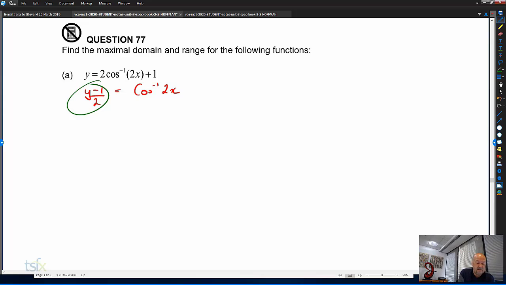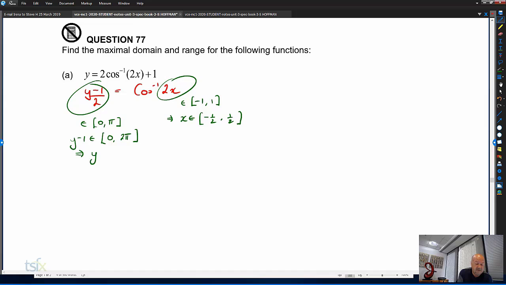And I know that this thing, because it's inverse cos, has to be between 0 and pi, and this thing has to be between -1 and 1. So if you divide through by 2 to get the domain, x is going to be between -1/2 and 1/2. If we rearrange here, y minus 1, multiplying through by 2, is going to be 0 to 2 pi, which means that y is going to be between, if we add 1 to everything, 1 to 2 pi plus 1. So that's our maximal domain and range.